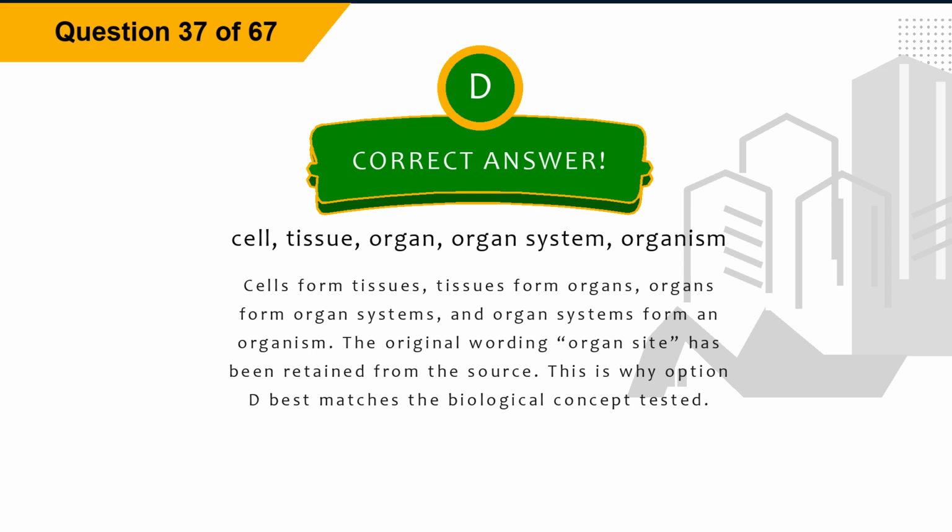Cells form tissues, tissues form organs, organs form organ systems, and organ systems form an organism. The original wording "organ site" has been retained from the source. This is why option D best matches the biological concept tested.